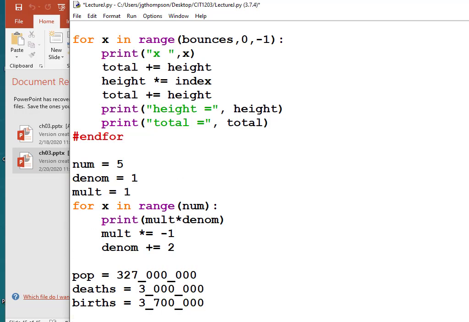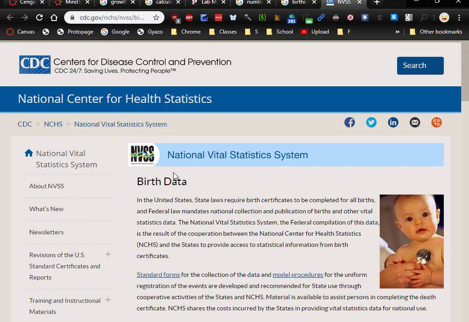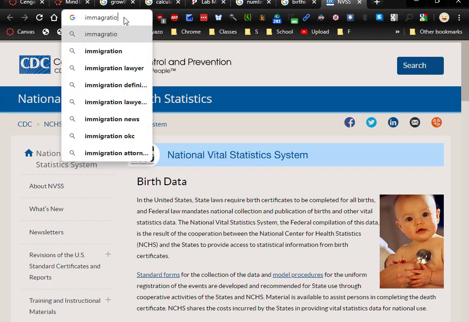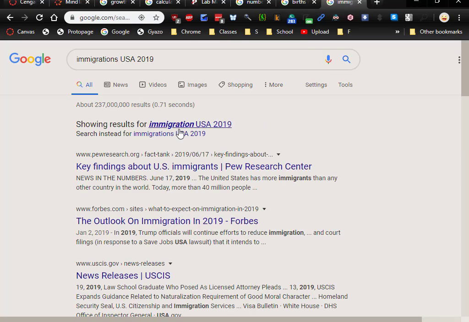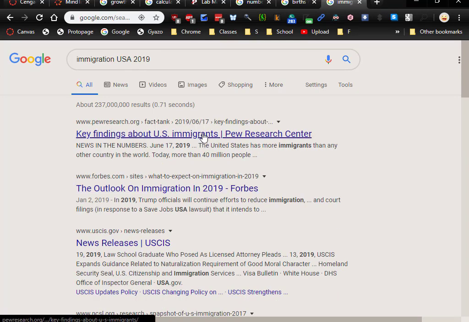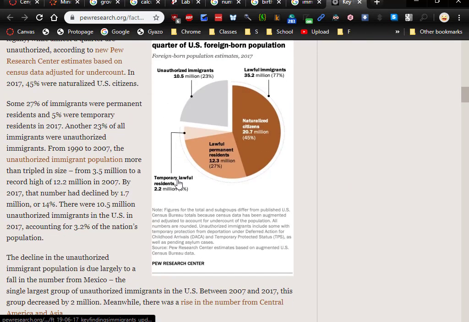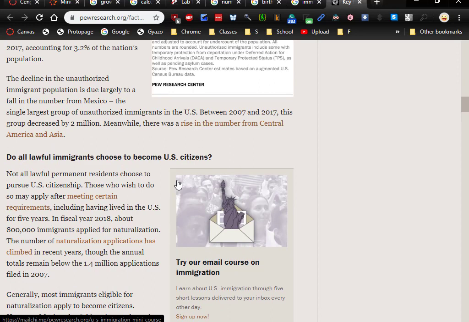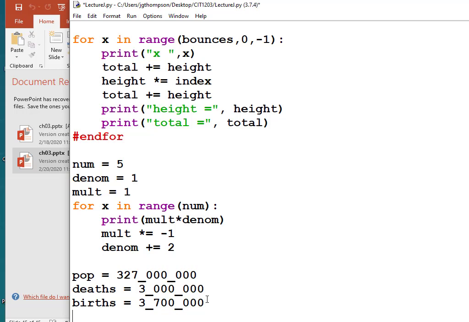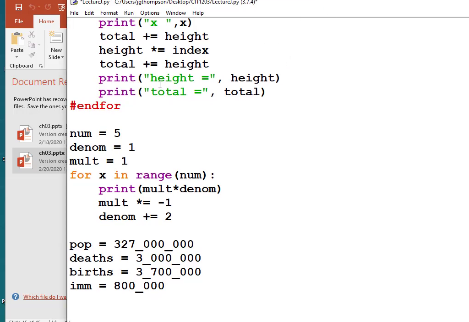And how about immigration? Let's find out how many people immigrated into the country. I misspelled immigration. Let's just go with that number: 800,000, because that's how many people applied for naturalization to become citizens. So we're going to say immigration equals 800,000. And I'm not going to count people leaving the United States. Nobody wants to leave.